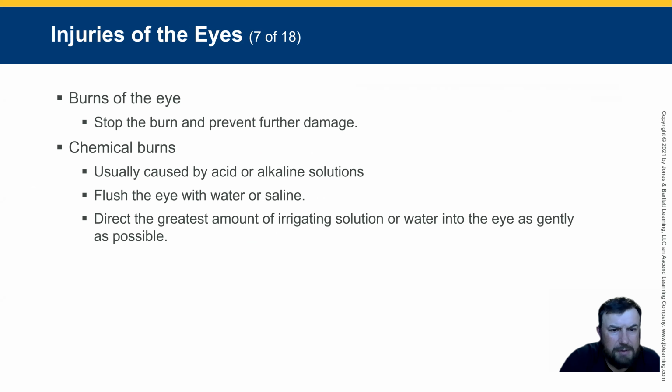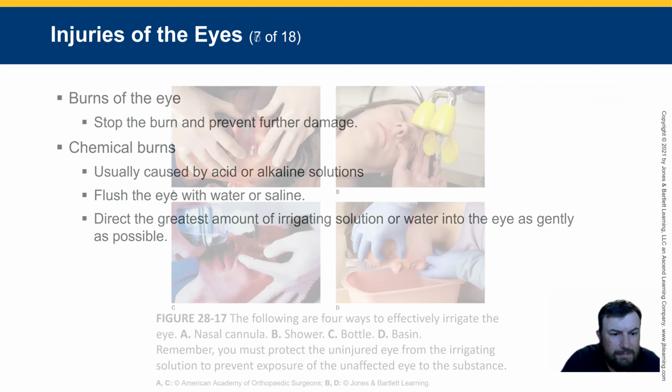Burns to the eye: stop the burn and prevent further damage. We want to start flushing as soon as we can. Usually caused by acid or alkaline solution. Flush the eye with water and saline. Direct the greatest amount of irrigation solution or water into the eye as gently as possible. If they have contacts on, we need to try to get those contacts out as quickly as possible.